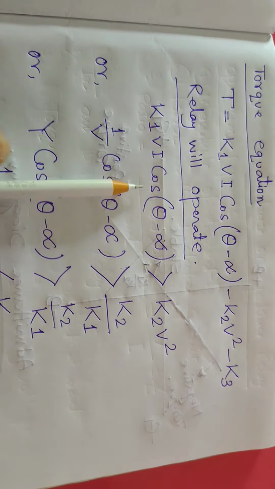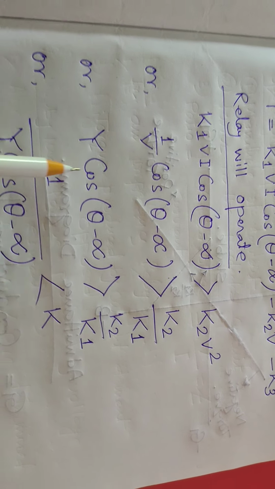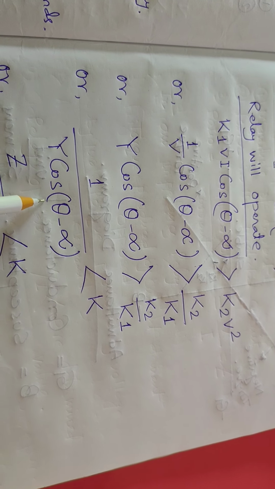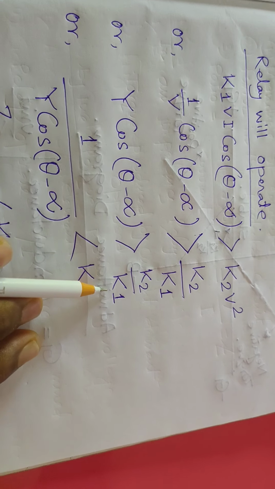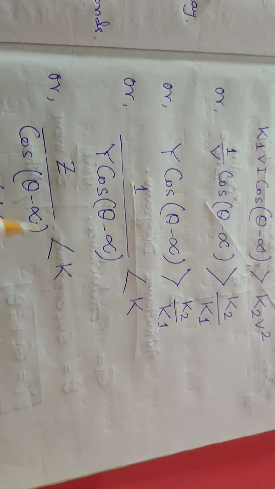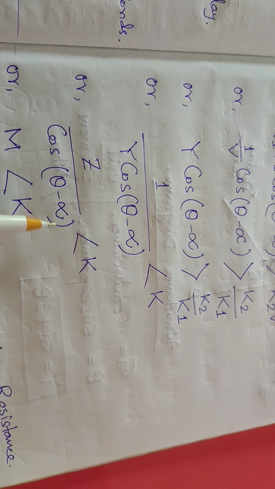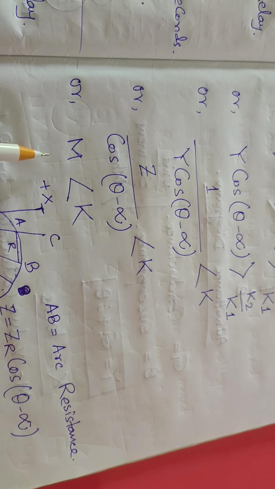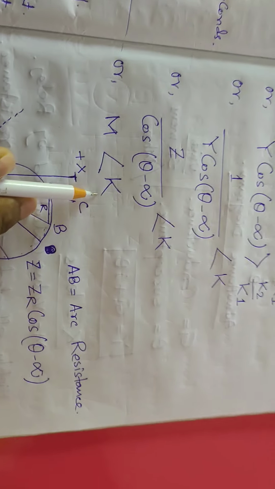So by help of this formula and by converting it to the admittance value, we get 1 by Y cos (delta minus alpha) less than K. What is the K? K is the locus. We will discuss the locus of a circle, and the value is Z by cos (delta minus alpha) less than K. If we consider this value as M, this is the value the relay calculates during the fault, and K is the locus.